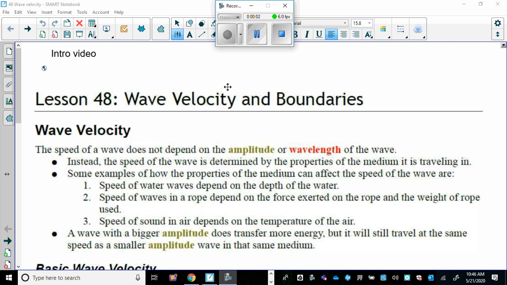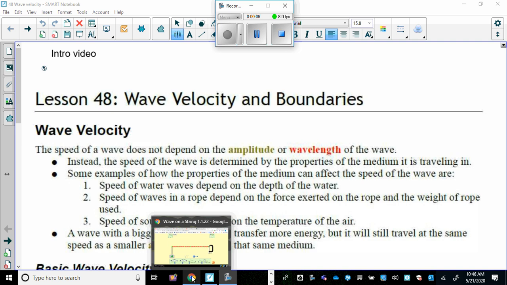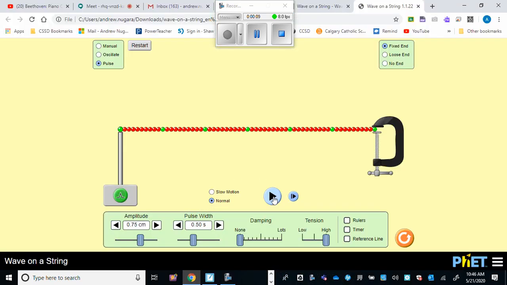Okay, before we get on to the meat of lesson 48, I'd just like to show you that PhET demonstration again quickly. Here it is. I'll try to make this quick. We're going to send a pulse over to a fixed end, and we're going to do it in slow motion. Here we go. So watch this. So I'm sending a pulse over, and when the pulse reflects, it's upside down.